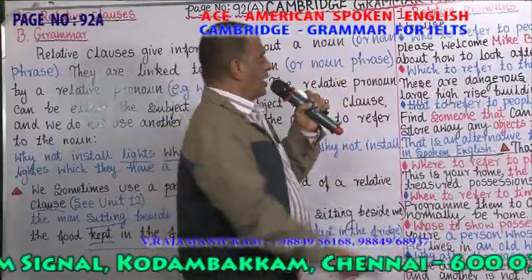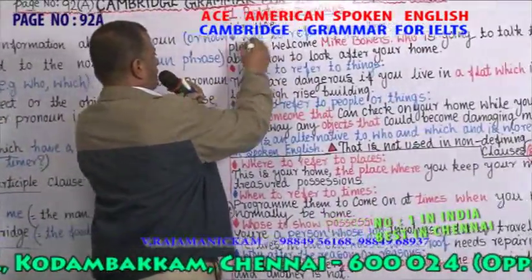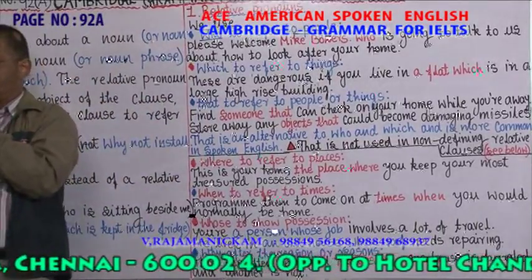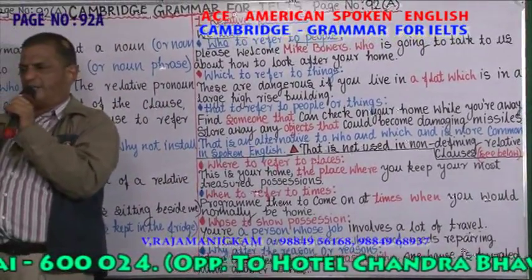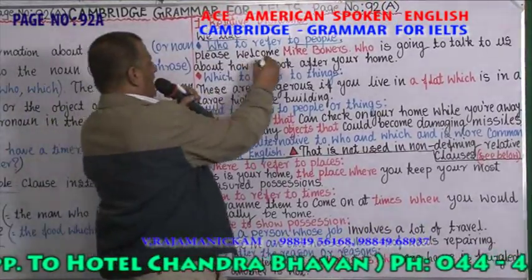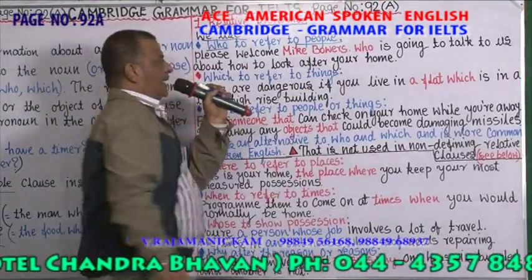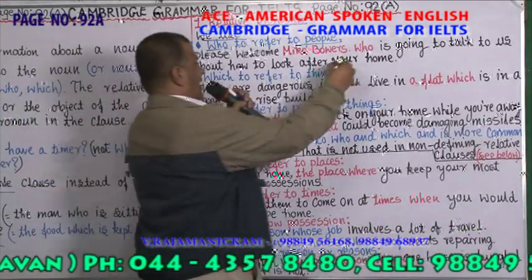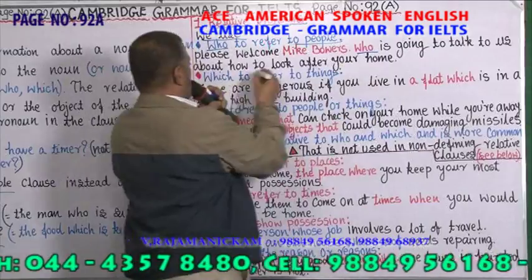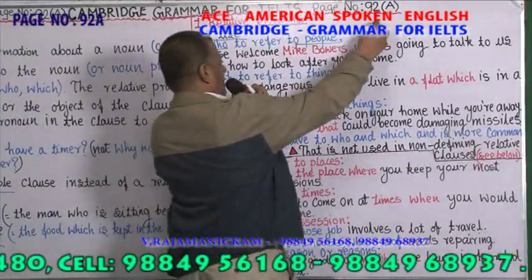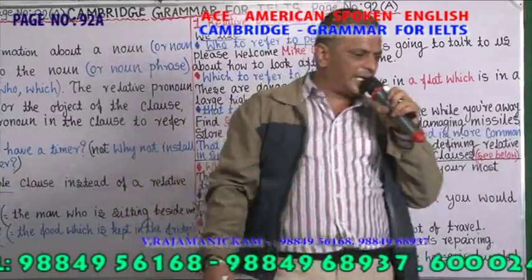Now coming here, we use who to refer to people. Who is used to refer to people with flesh and blood, human beings. Please welcome Mike Bowers. He is going to talk to you about how to look after your home. So this who stands for what? Yes, Sumita.